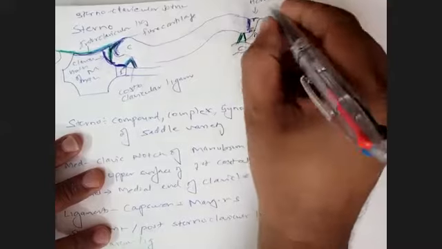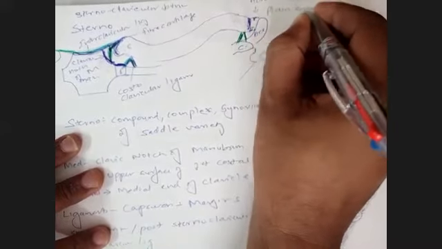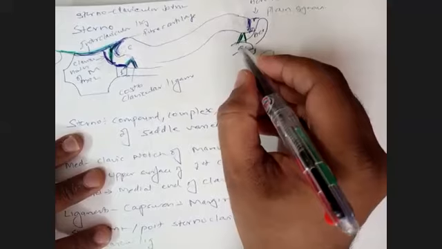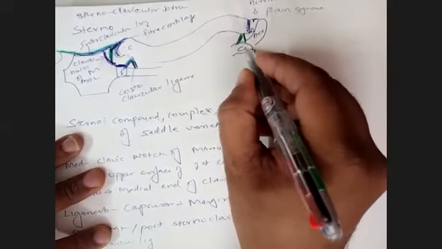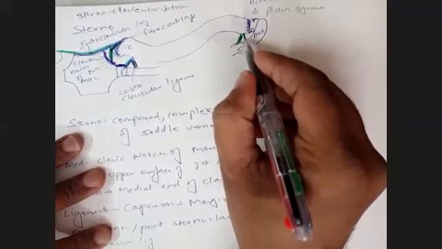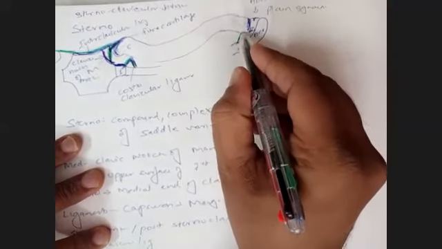This is a plain synovial joint, and this has a perforated disc. And the coracoid process gives the ligament called the coracoclavicular ligament.